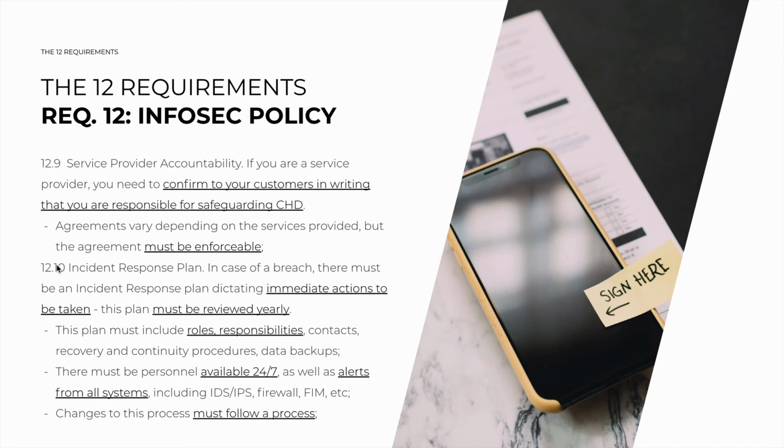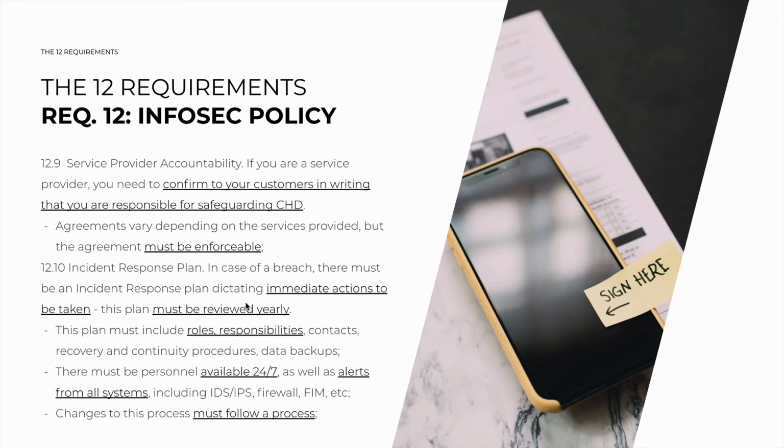Then, sub-requirement 12.10, having an incident response plan. Look, in case of a breach, there must be a plan that dictates exactly what immediate actions will be taken. What happens if your firewall gets breached? What happens if your intrusion detection system gets triggered? What happens if your file integrity monitoring solution detects that a critical file has been changed? There must be immediate actions. And also, this plan must be reviewed yearly, for the same reasons as every other requirement of periodic updating.